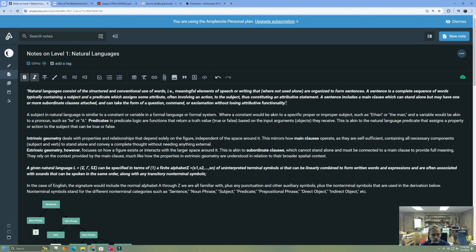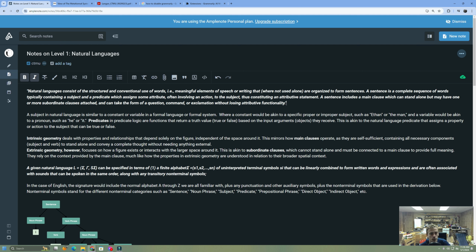So in one of my notes here, I say a subject in natural language, for example, is similar to a constant or variable in a formal language or system. So a constant would be akin to a specific proper or improper subject, such as Ethan or the man, and a variable would be akin to a pronoun, such as he or it.